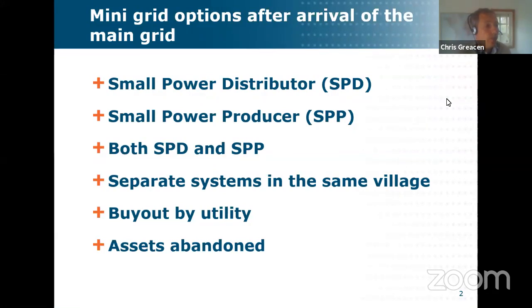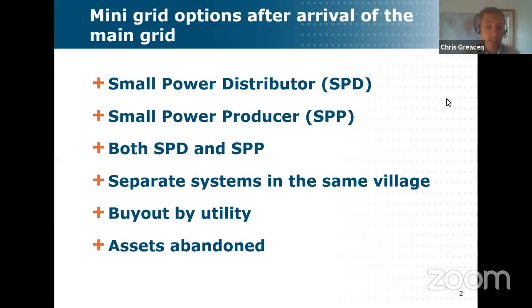We've observed 6 different possibilities for mini grids when the main grid arrives. Conversion to become what I call a small power distributor, or sometimes called a distribution franchise. Small power distributor, I'm going to use the acronym SPD, or conversion to a small power producer, a combination of an SPD and an SPP, continue operating as separate systems but in the same village, buyout of assets by the national utility, and last and least favorable, abandoning the assets.